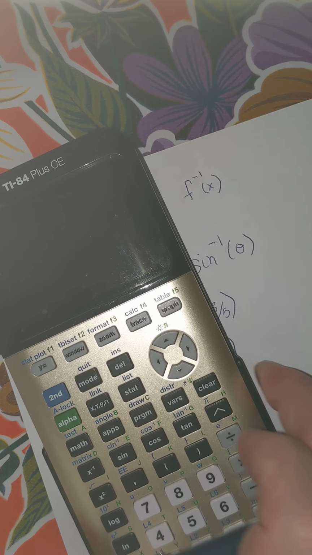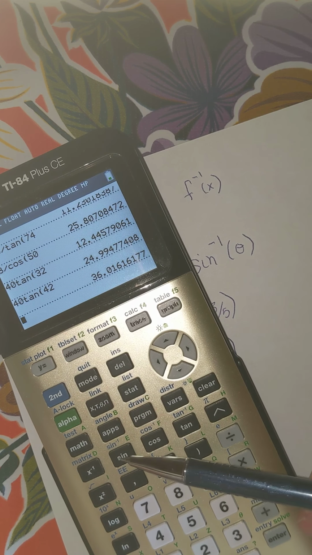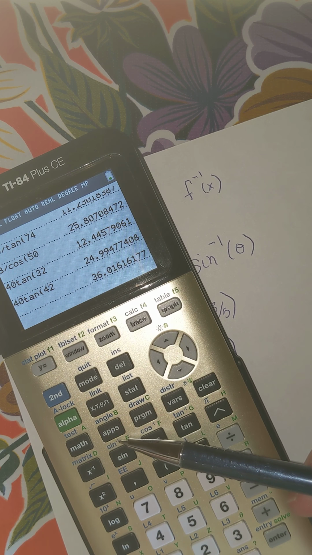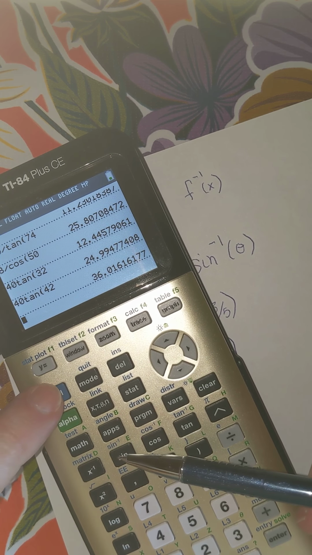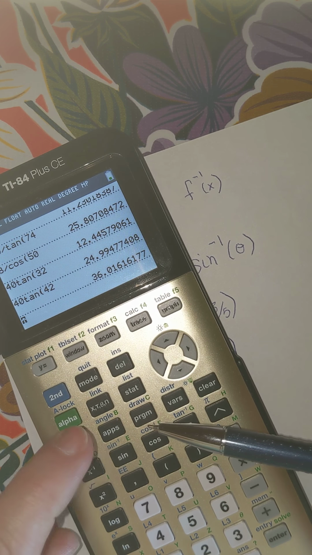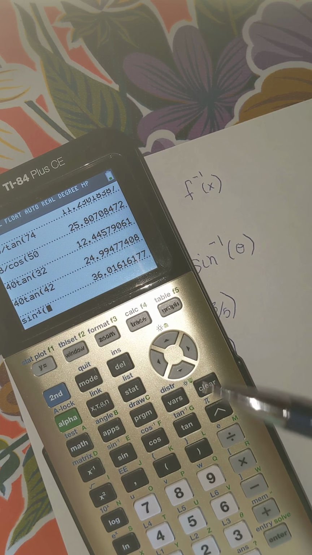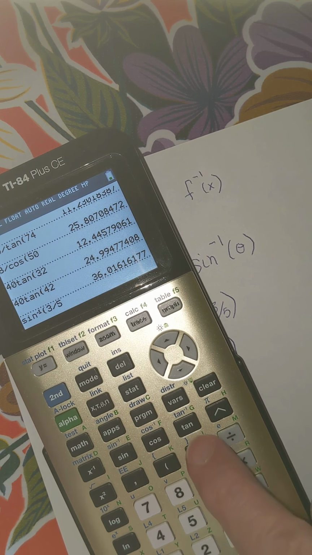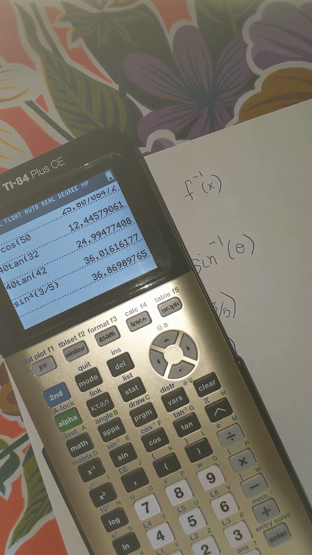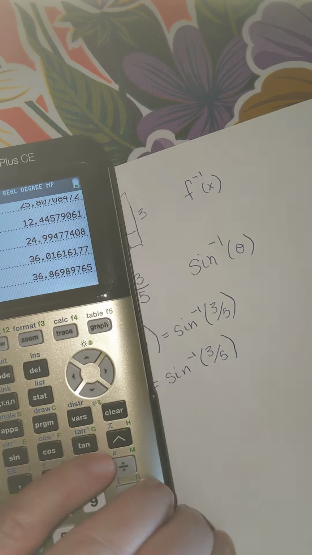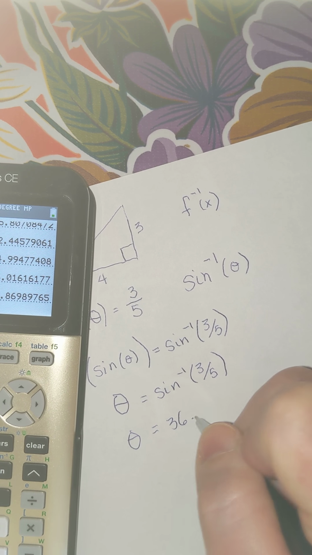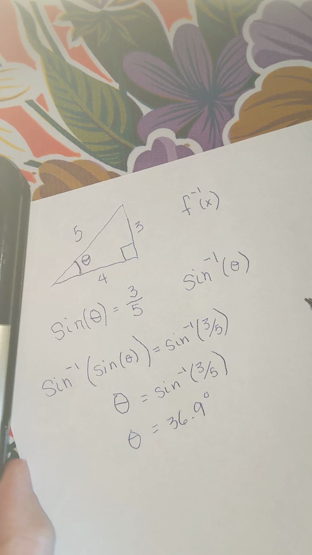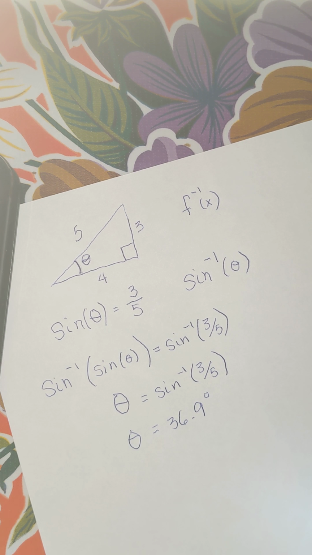So if you look at my calculator, here's the sine function. Right above it, the shifted function, you can see sine inverse is right there. So if I want to know sine inverse, I press my second button. I press sine. You can see it's put sine inverse on my display. 3 divided by 5. And it gives me a value. I'm going to round to the tenths place here. So we're going to say theta is equal to 36.9. And this is measured in degrees. It just told me how big my angle is.